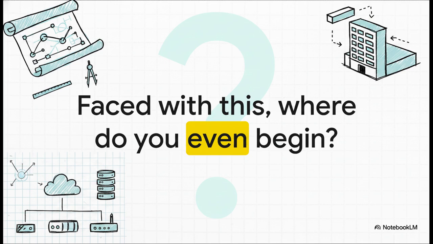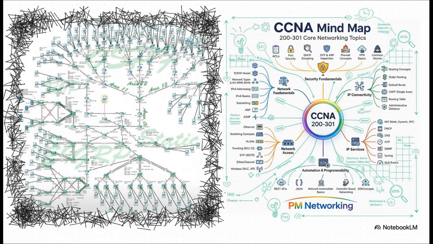But you know what? Every great architect needs a blueprint. And this is ours. See, on the left, you've got that intimidating territory. But on the right, that's our map, the CCNA mind map. This is the blueprint we're going to use to bring order to that chaos. It takes all those core networking concepts and puts them into a logical structure. And we're going to use that structure to build our understanding from the ground up.